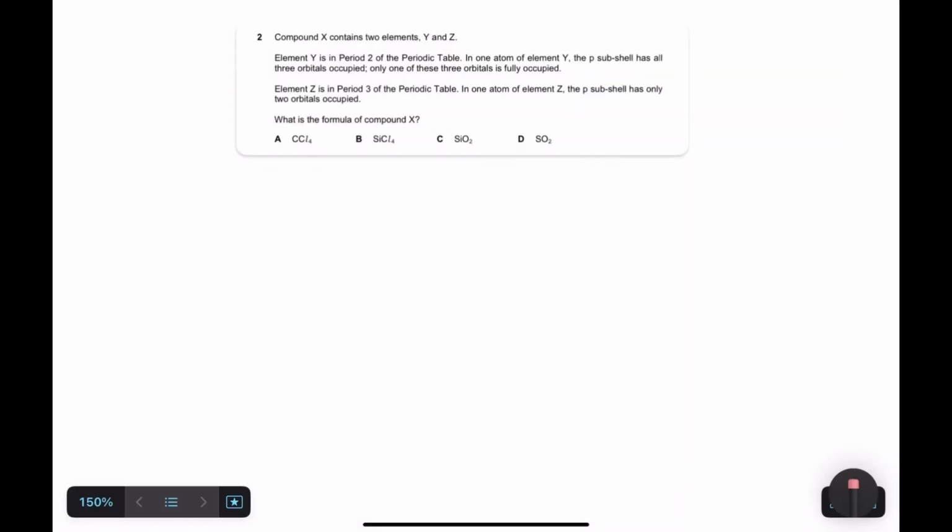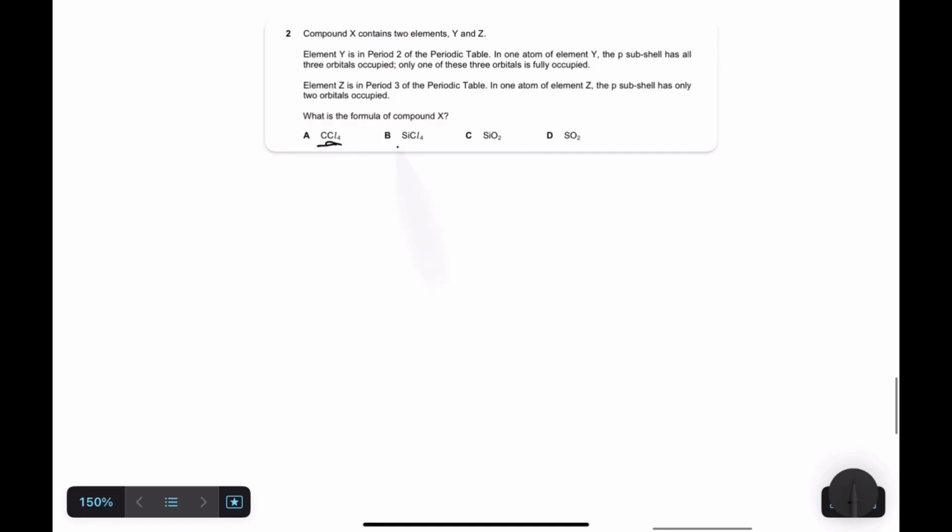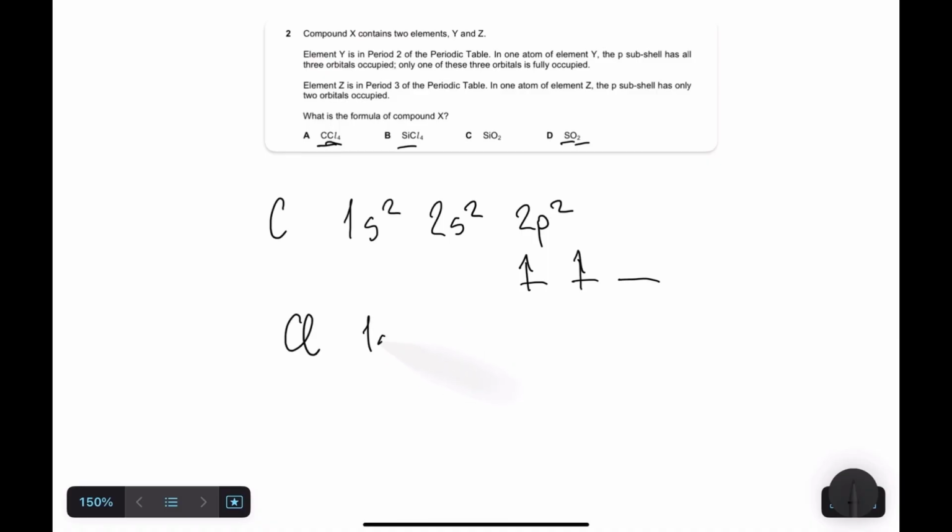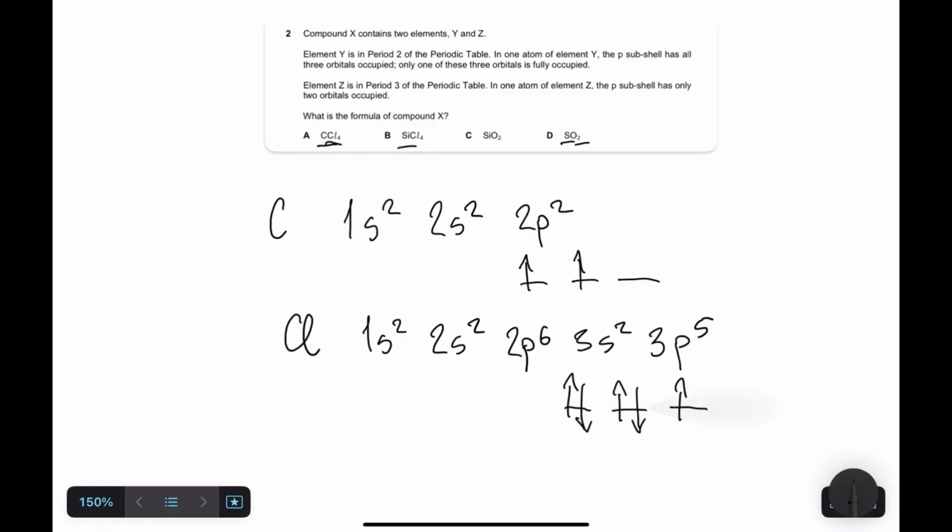Question 2. In this question, we're going to talk about the electronic configurations of the elements in the answers: carbon, fluorine, silicon, sulfur and oxygen. For carbon, its electronic configuration is 1s2, 2s2, and 2p2, which means only 2 of the p subshell orbitals are occupied. For fluorine, its electronic configuration is this. Therefore, in the p subshell, 3 orbitals are occupied and 2 are fully occupied.